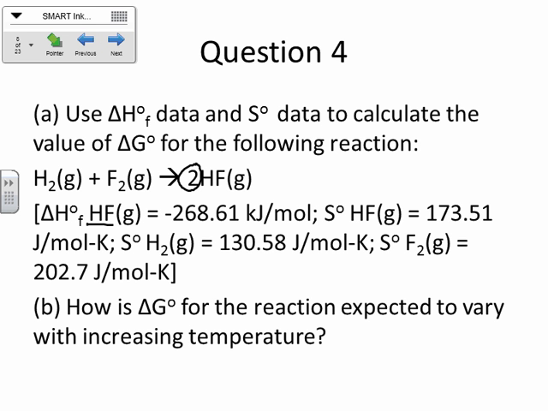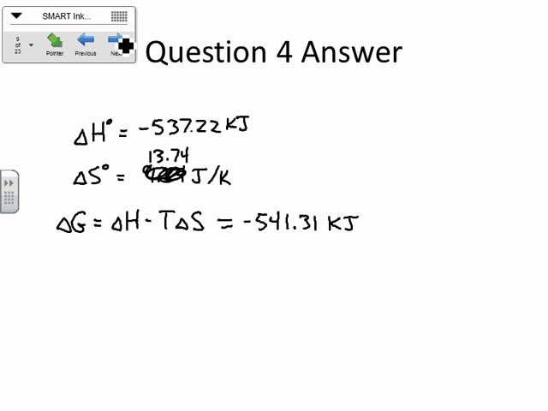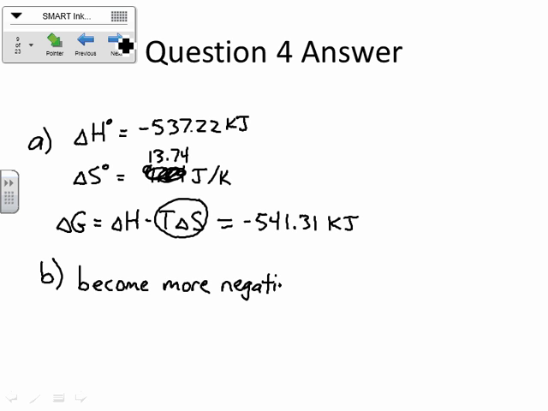Now, we should be able to answer the second part of this question very quickly. How is the delta G for the reaction expected to vary with increasing temperature? So with increasing temperature, it is going to do something. As we increase the temperature, that's going to increase this expression right here, but that's actually going to make it even more negative, because the S is positive. So it's going to decrease, or become more negative, is maybe a good way to say that, as we increase the temperature.